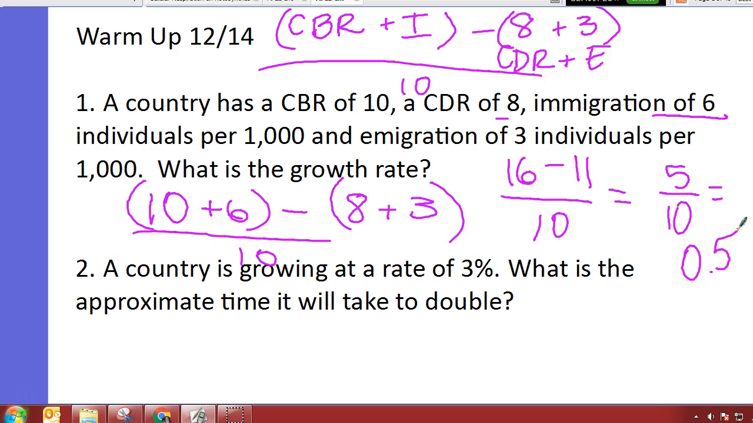Remember, with growth rates, we'll get smaller numbers. So 0.1, 0.2, or 0.8. Sometimes you'll get 1.2 or 2.4, but you shouldn't get a number like 1,000.